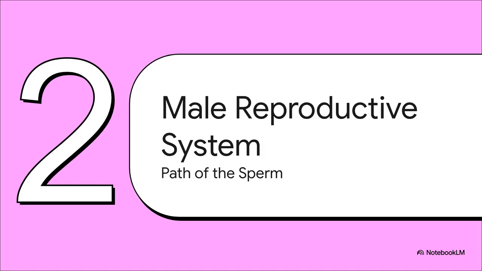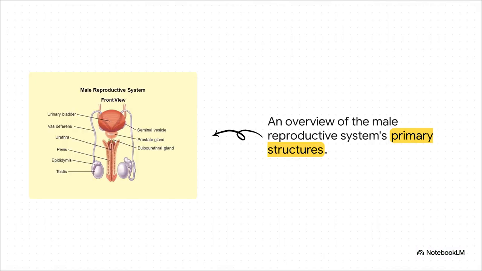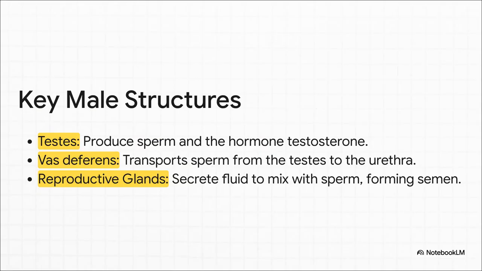We'll start with the male reproductive system. So here are the key anatomical structures. What you're looking at is essentially a super efficient production and delivery network. You've got the places where sperm are made, the tubes they travel through, and the glands that provide all the support. So how do all these parts work together? Well, the testes are like the factories. They produce not only sperm, but also that key male hormone, testosterone. Then you have the vas deferens, which is basically the highway that transports the sperm. And finally, the reproductive glands add essential fluids, creating semen, which both nourishes and protects the sperm on its long journey.